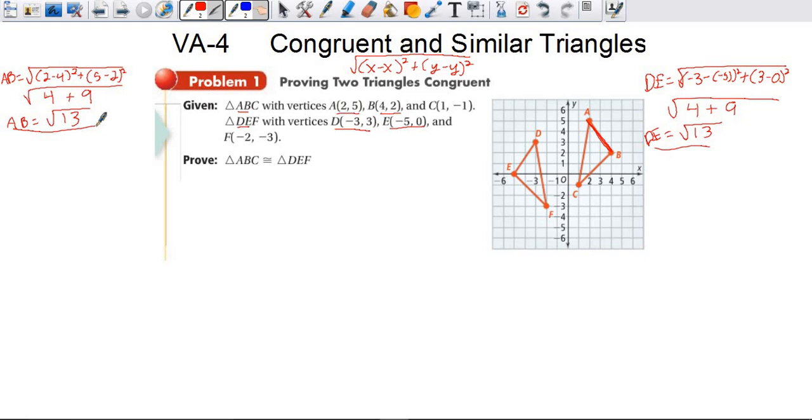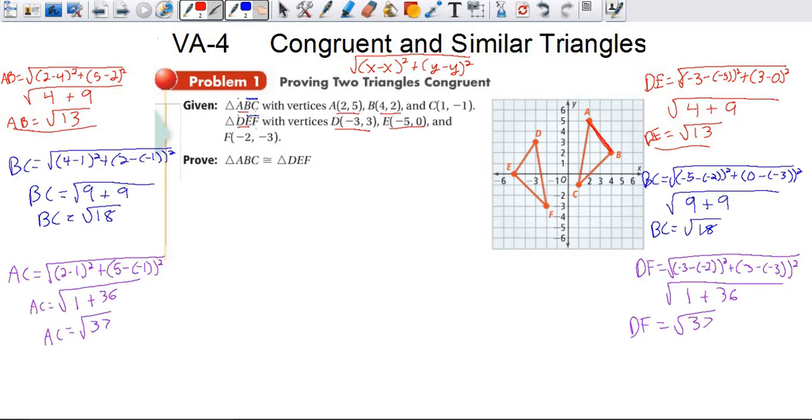What I'm going to do here is I'm going to pause it. I'm going to do the distance for BC and EF, and then we're also going to do the distance for AC and DF, all right? So I'm going to pause it here. You'll see it pop up here shortly. All right, so now I've done the distance formula for BC. I've done the distance formula for EF. That says BC, it should say EF. And we've done the distance formula for AC, and we've done the distance formula for DF, all right?